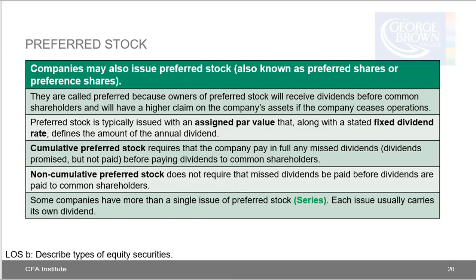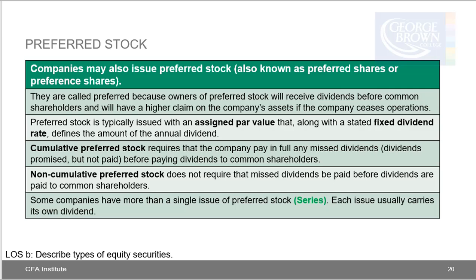So now we're moving on to preferred stock, and companies may also issue preferred stock, also known as preferred shares or preference shares. They are called preferred because owners of preferred stock will receive dividends before common shareholders and will have a higher claim on the company's assets if the company ceases operations.